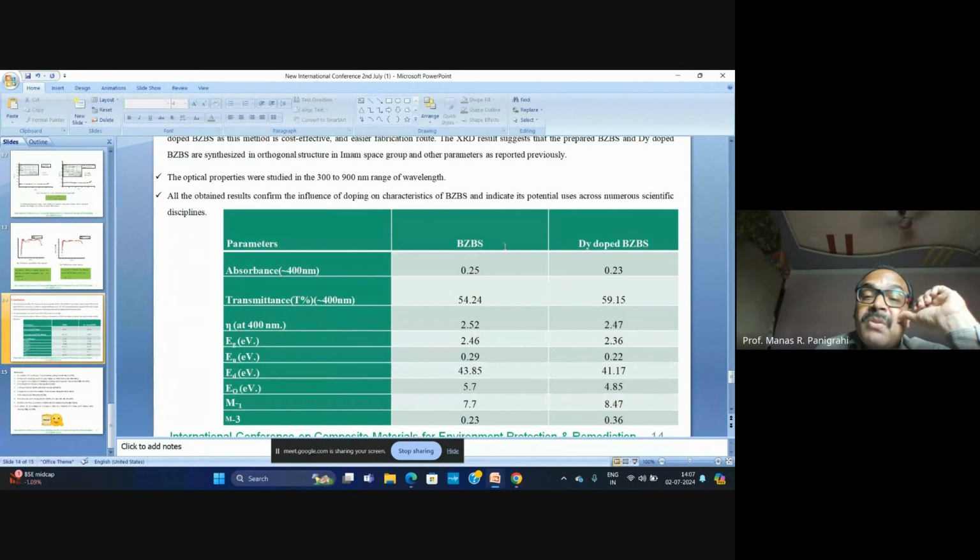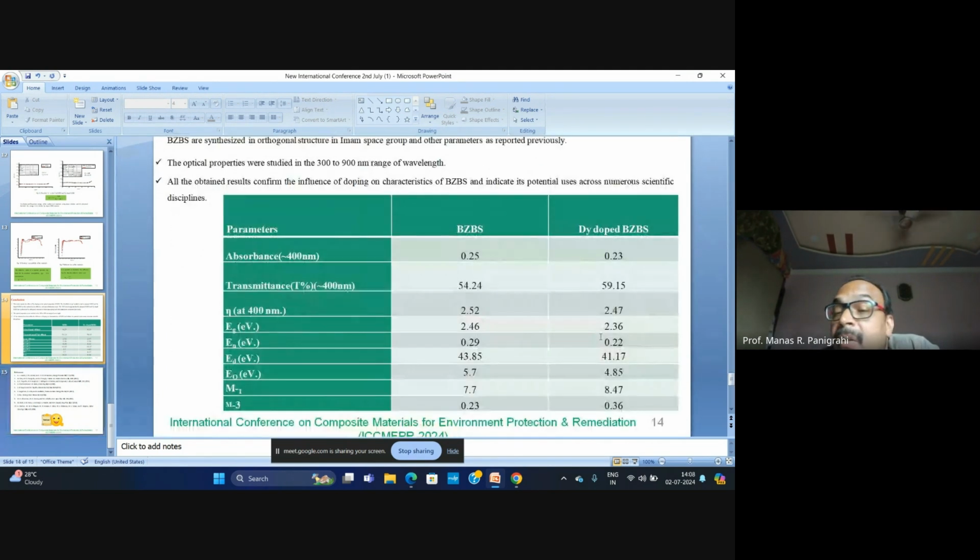This is the absorbance, then transmittance, band gap, Urbach energy, oscillation, diffraction, surface energy loss, and volume energy loss function. Now, if you compare here, almost all the parameters are on the lower side for this doped material, which makes this material a suitable candidate for solar cell applications. Of course, many other parameters we have already calculated, and we are communicating this to the journal for consideration.